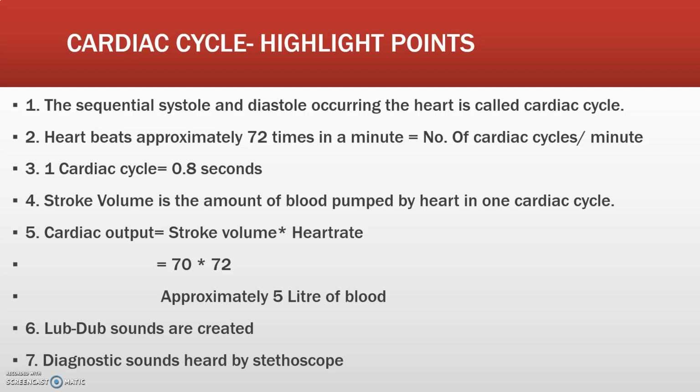Now, what is the stroke volume? It is the amount of blood pumped by heart in one cardiac cycle. So each time the heart contracts, how much blood is pumped out of the heart is called as the stroke volume. Cardiac output per minute will be calculated by multiplying the stroke volume with the heartbeat rate. So this will be approximately 70 ml, which is the stroke volume, times 72, the heartbeat rate, which comes to approximately 5 liters of blood.